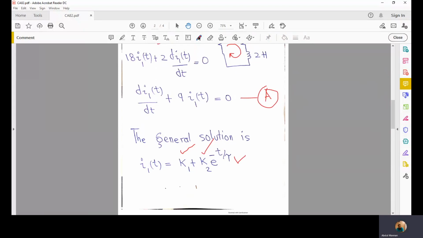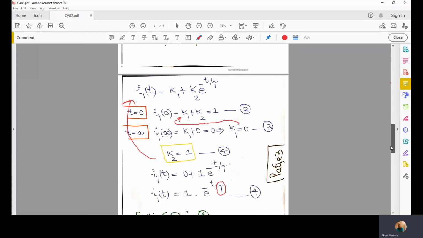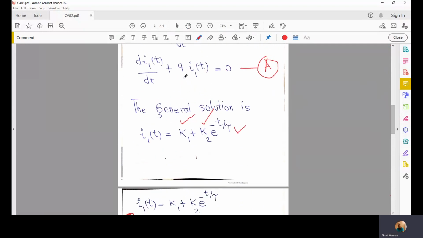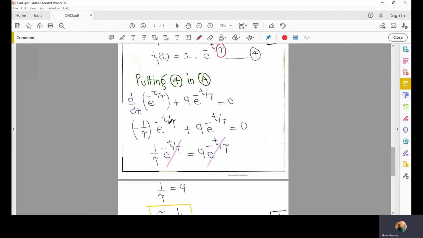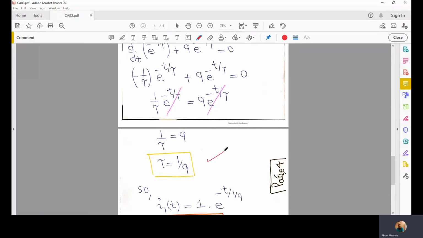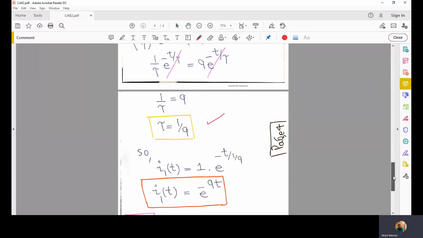Right, and putting that, we have to compute the time derivative and then add 9 times I1 of t, because where is this 9? This 9 is here, 9 I1 of t. Then taking this negative on the other side of the equation, it becomes plus, and then we cancel this e to the minus t over tau with this e to the minus t over tau. So 1 over tau is 9, or tau is 1 over 9. So this is the last unknown that we computed for I1 of t.